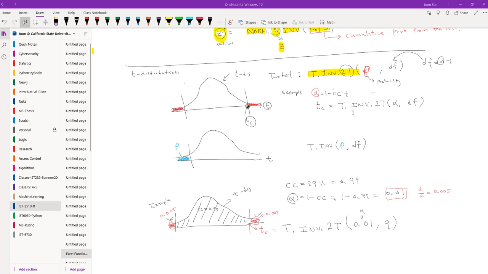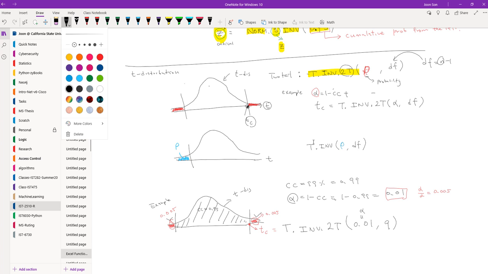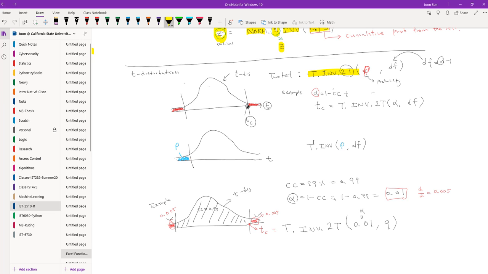Another thing is there's another interesting function that you should know. I mean, you don't have to really know this to solve the problem, but maybe this could be useful later on. Another function is T.INV. T.INV is also used for the t distribution, but there's a big difference between T.INV.2T and T.INV. If you want to use the T.INV function, the first argument p represents the area to your left.